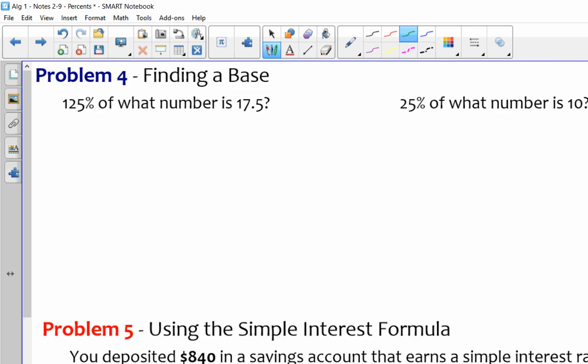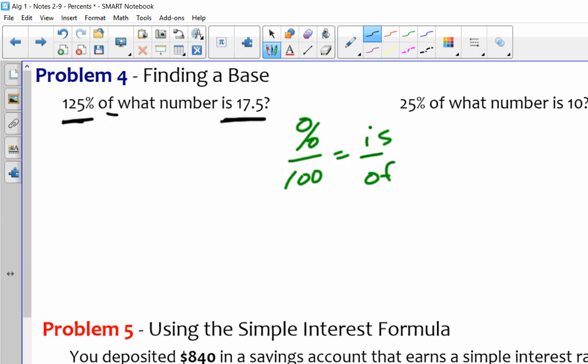So now we're still going to use this percent over 100 equals is over of, but now we're going to be given something different. We have to find something different. So we're going to read it: 125% of what number is 17.5? It seems to me like they gave me a percent. Seems like they gave me an is number. So I'm missing the of number. Okay, so I'm missing that.